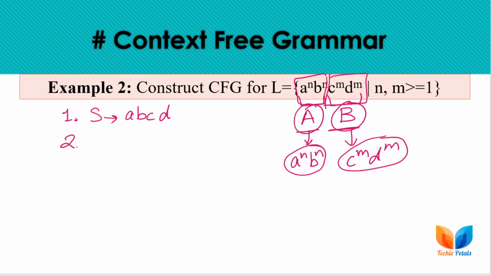So the second production rule for this grammar, to repeat this complete language or to put these symbols in iteration, is S goes to A S B.